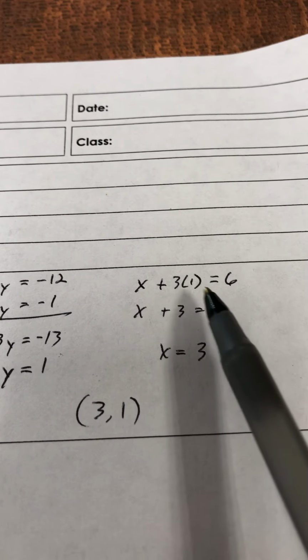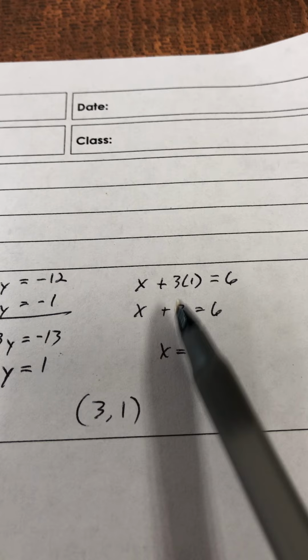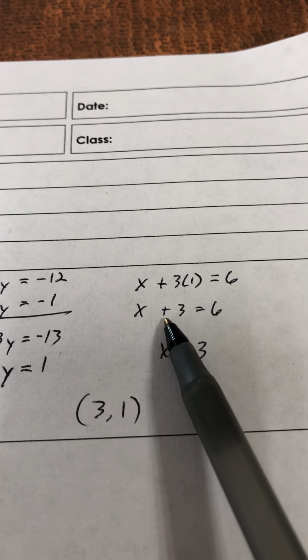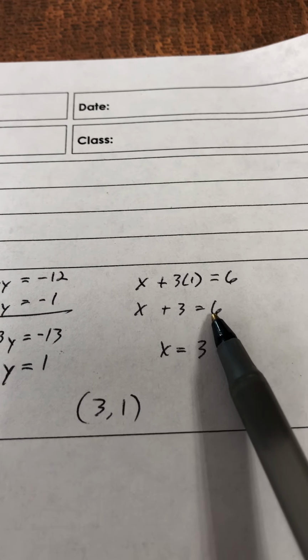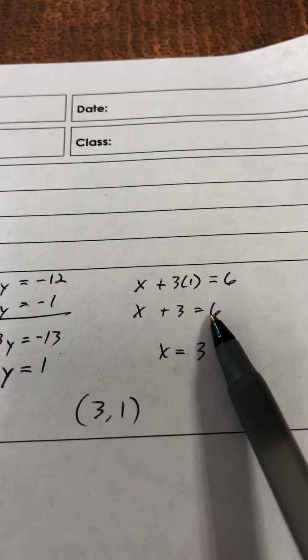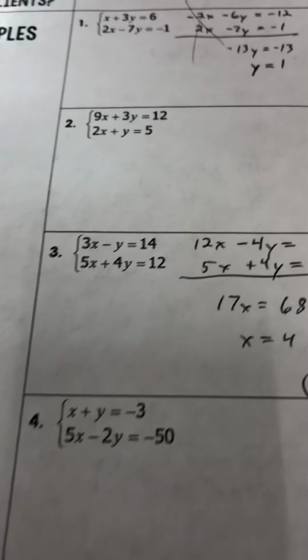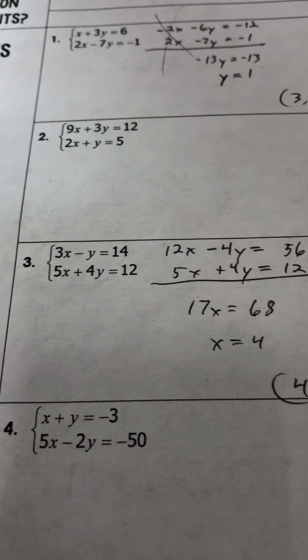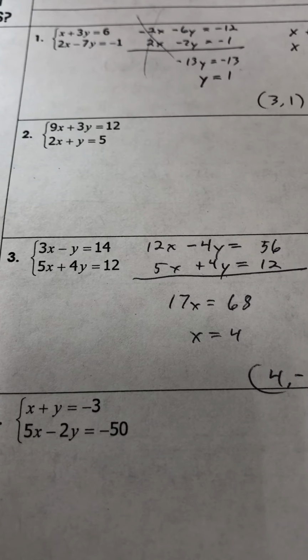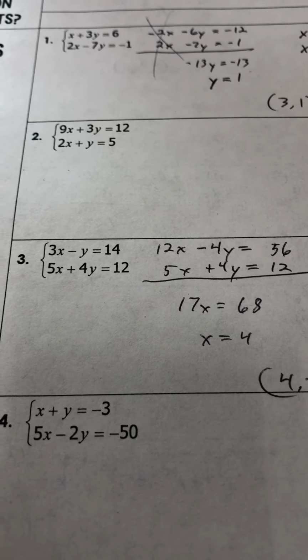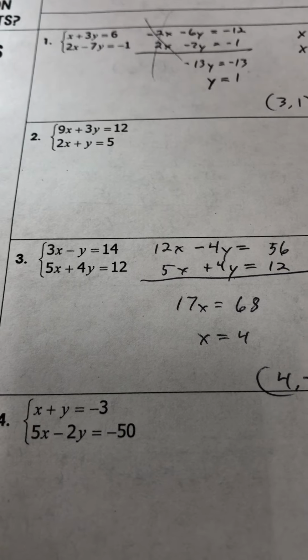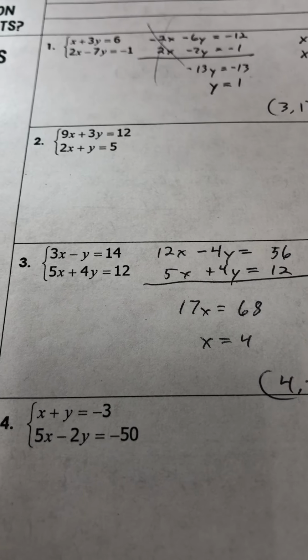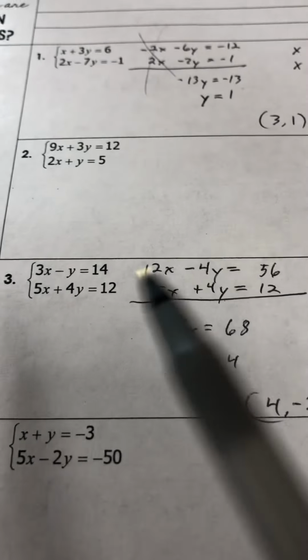How did I get 3? Well, 3 times 1 is 3. To get x by itself, I have to subtract 3 from both sides of the equation, and I get x equals 3. Just your basic algebra stuff. Skipping on down to number 3. Go ahead and you can pause this as needed as I go through, and then try the even ones on your own, and don't worry about making mistakes. Learn from them, and you're making progress.